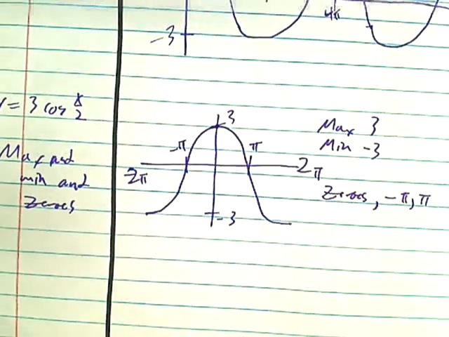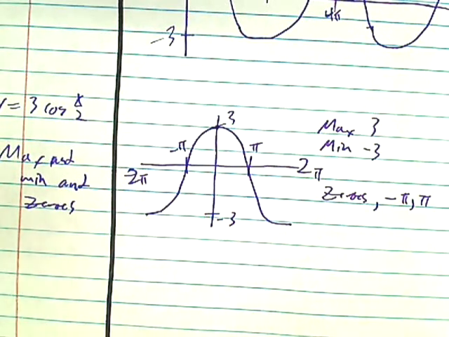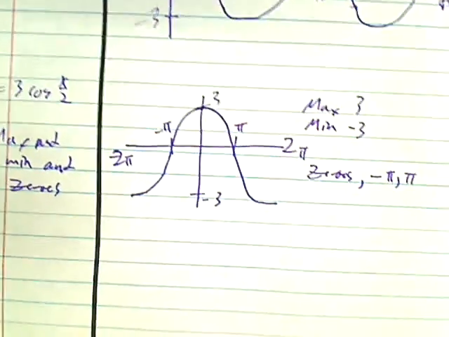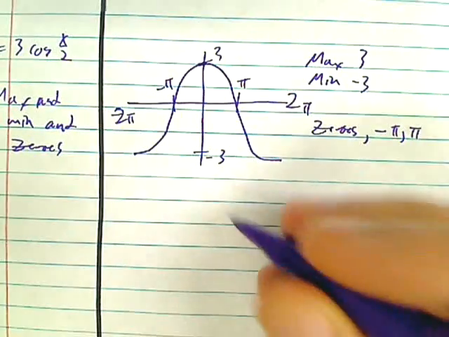Zeros at -pi and pi. And that's it. It asks for the maximum, minimum, and the zeros. So that'll do it. Those are your answers there. Your assignment, 23 through 51 odd.